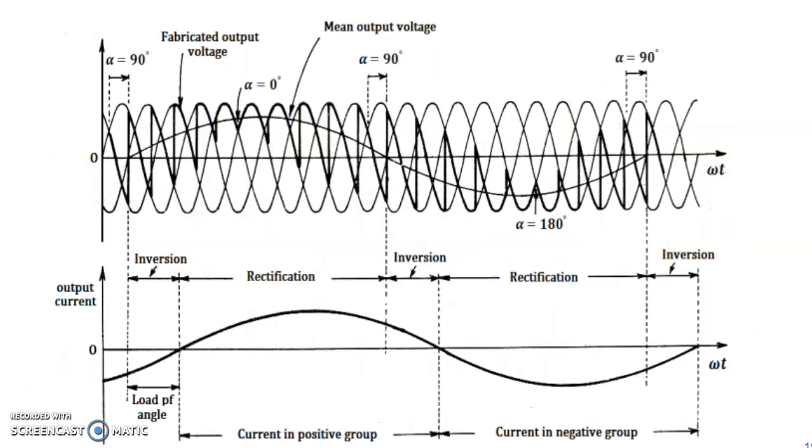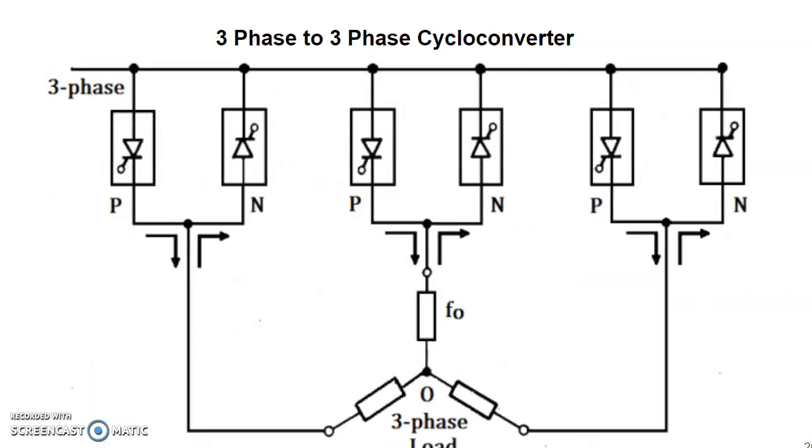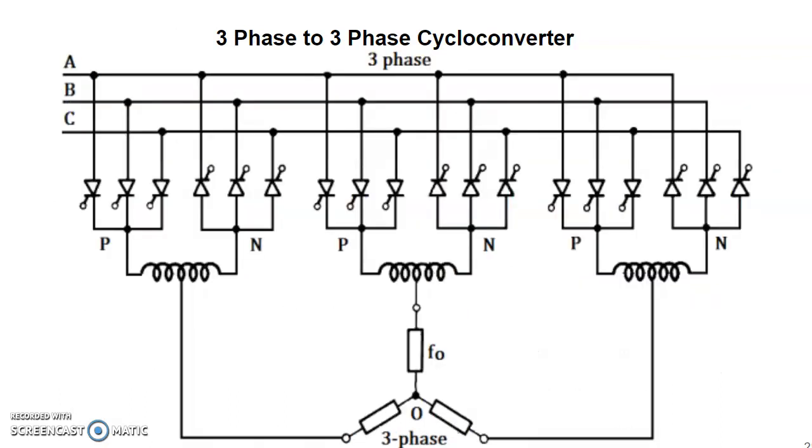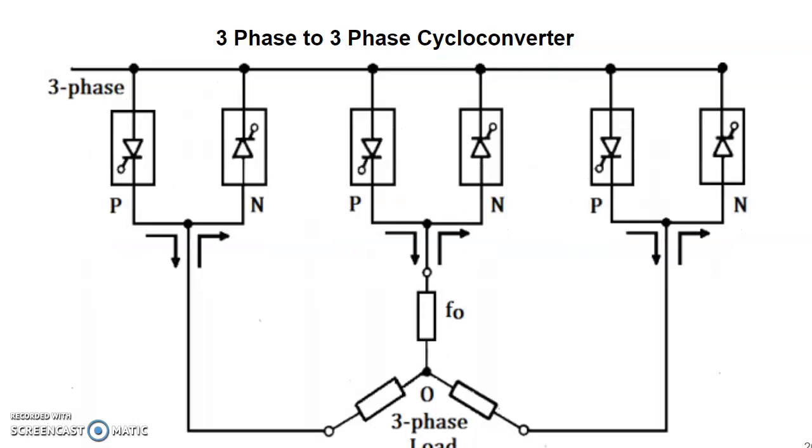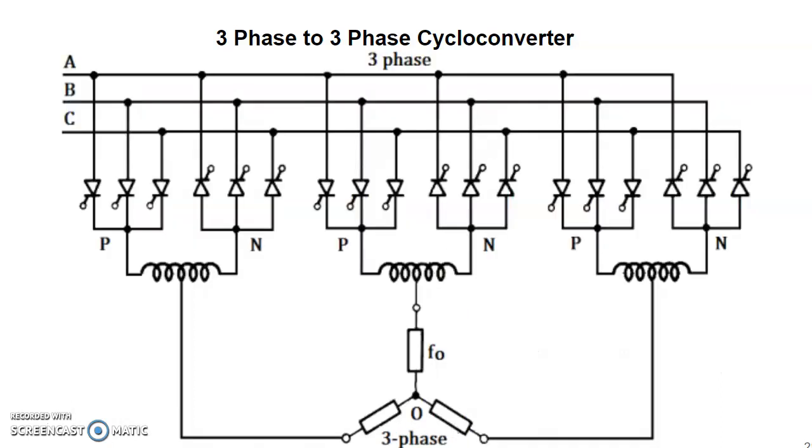This is the enlarged version of the same. This is the 3-phase to 3-phase cycloconverter, and this is again the 3-phase to 3-phase cycloconverter in full view. And this is a single module. Here we are not showing all the thyristors, we are grouping them, and here we have shown all the thyristors.